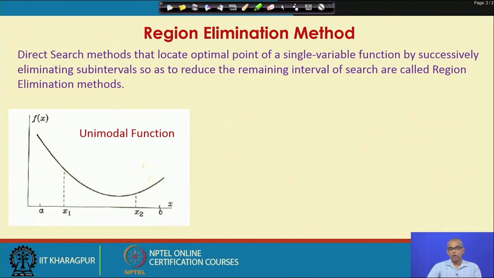Direct search methods that locate the optimal point of a single variable function by successively eliminating subintervals so as to reduce the remaining interval of search are called region elimination methods. So, region elimination method is a direct search method and what it does is it locates the optimal point of a single variable function by successively reducing the length of the interval.